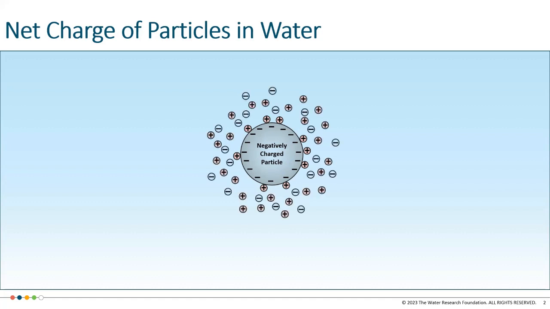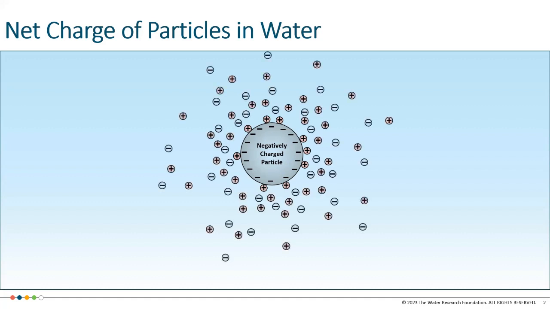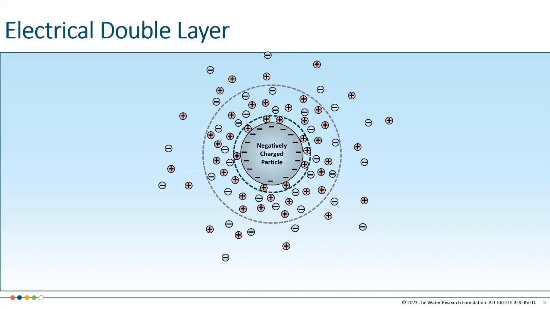And so only part of this broader layer is going to move with the particle in the water. So we've got that inner layer that's adsorbed, and then we have part of this outer layer that is going to move with the particle as it moves through the water. So we describe this system as an electrical double layer because there's two distinct layers that surround the charged particle. And they form because of the particle's surface charge and the surrounding counter ions that form this ionic cloud around the particle.